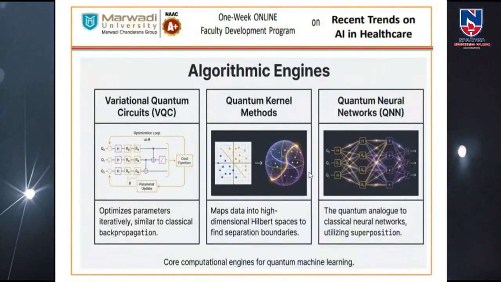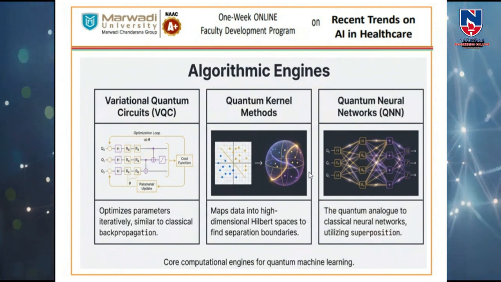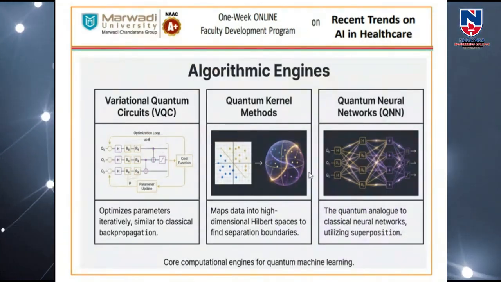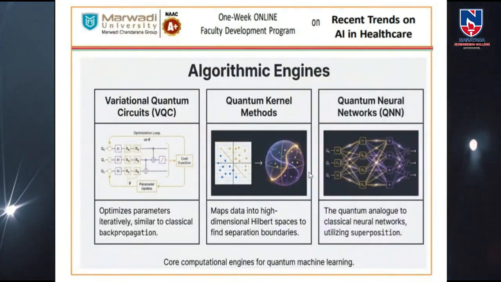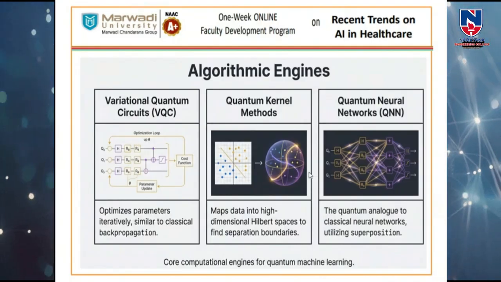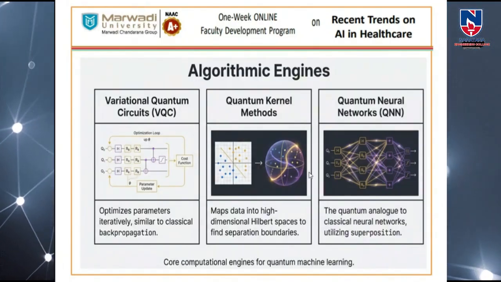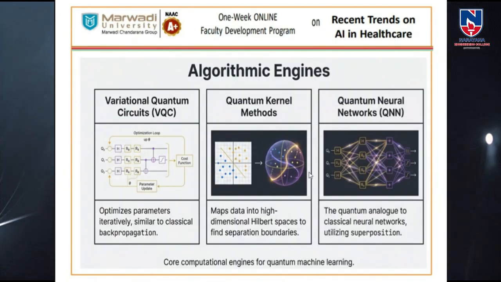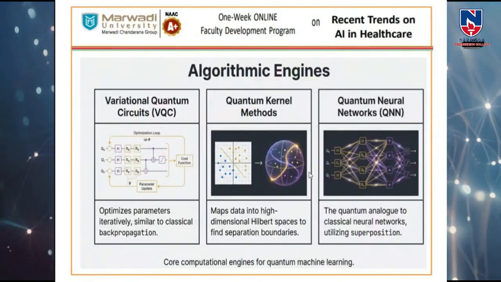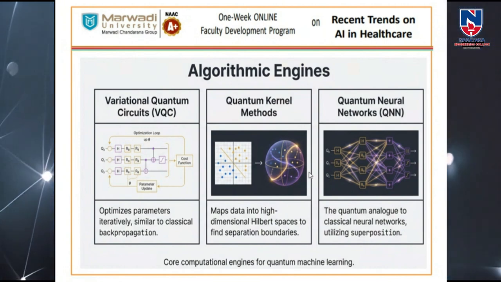Yes, these are the algorithmic engines which are going to be used in quantum machine learning. First one is the variational quantum circuits, popularly known as VQCs. These are parameterized quantum circuits trained with a classical optimization loop. That means, similar to backpropagation in conventional neural networks, the circuit parameters are iteratively updated to minimize the cost function.